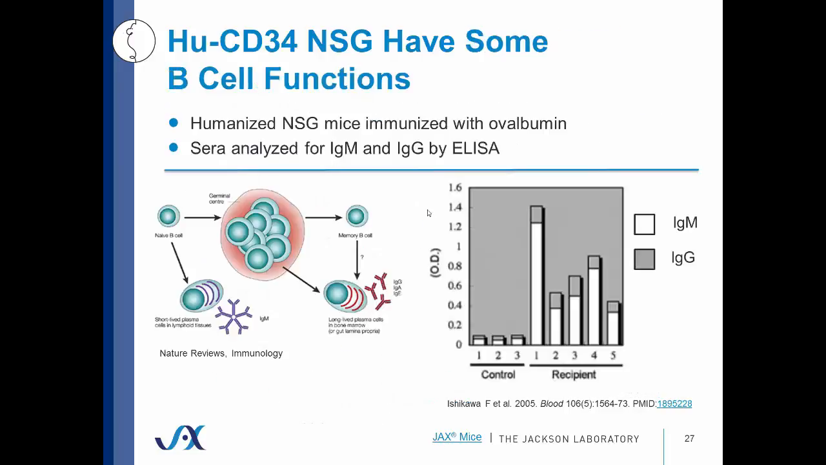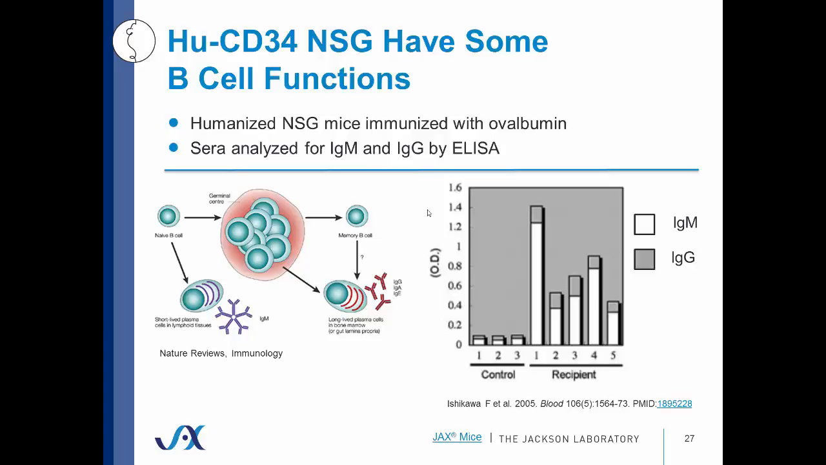So another very important question that was asked by many different scientists was, okay, so you've got the presence of human B cells within these mice. Do they become functionally mature, and do they make antibodies? This is a particular study where the humanized NSG mice were immunized with ovalbumin. And then the sera was analyzed for the production of IgM and IgG by ELISA.